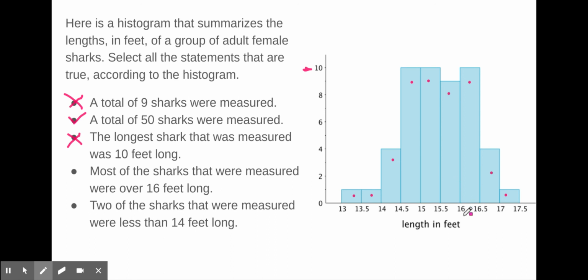Most of the sharks measured were over 16 feet long. So I can draw myself a little line here. All right, here are all the sharks that are 16 feet or over. Well, that's definitely not most of the sharks. Two of the sharks that were measured were less than 14 feet long. So those would be the ones here in these bins, and yes, there's 1, 2, so that is indeed correct.